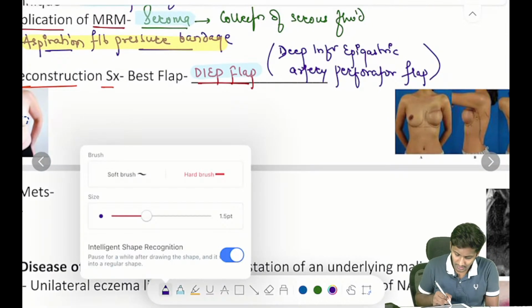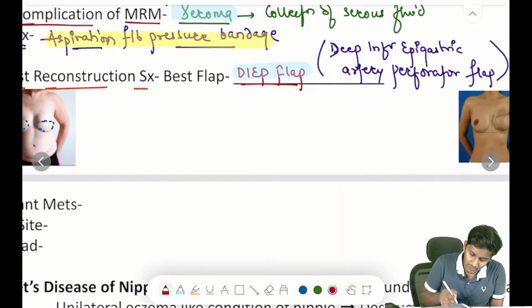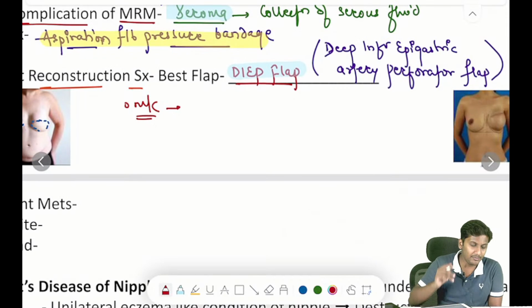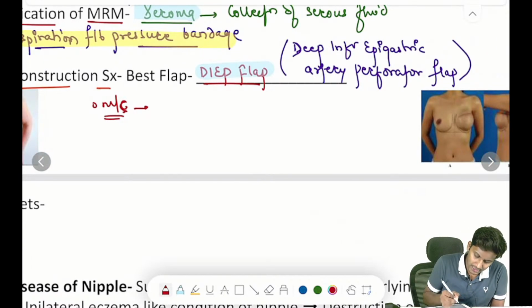That's more important. Now second important, if they ask you which is the most commonly used flap, you have to remember the best flap is definitely DIEP, but here the surgery is time taking, the surgery is a little bit risky. Therefore the most commonly used flap is not that one. Most commonly used flap is actually your TRAM flap.